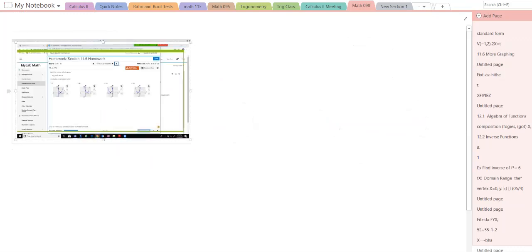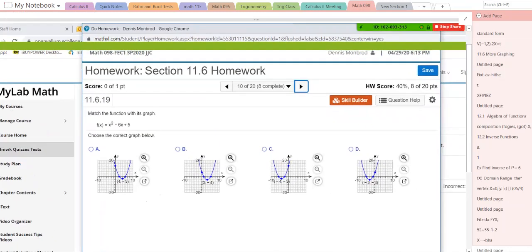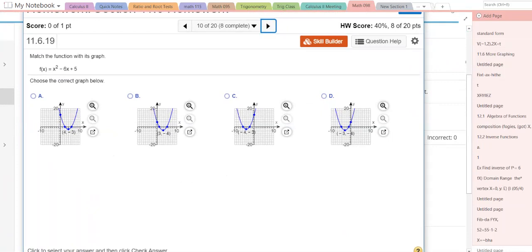Okay, so here's what I have. And I'm going to work in red. I can see right away I have minus b over 2a. We know it opens up. All four of these open up. So we have minus negative 6 over 2 times 1, which is 3. Okay, so you can cross off these two because they have their x-coordinates in the wrong place.